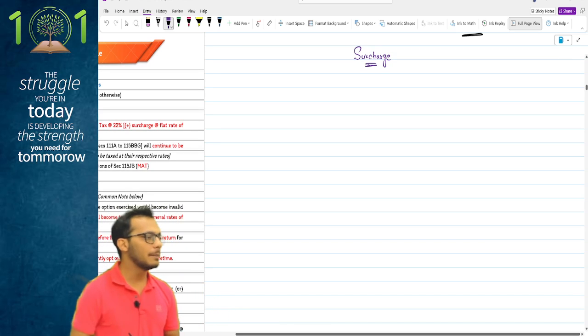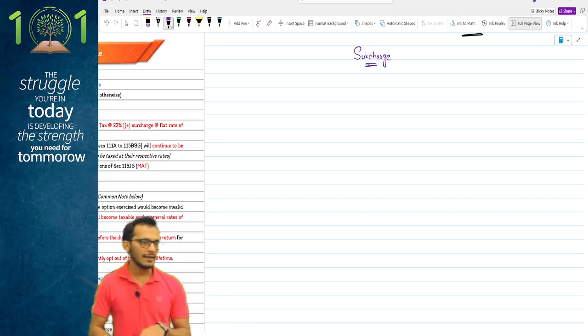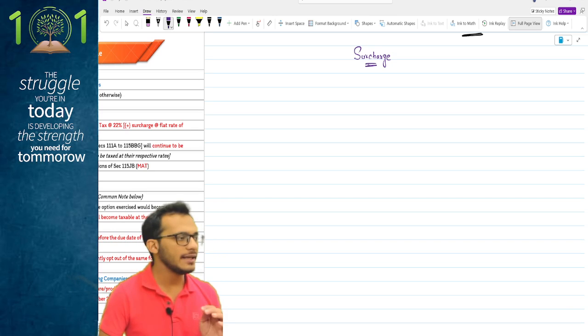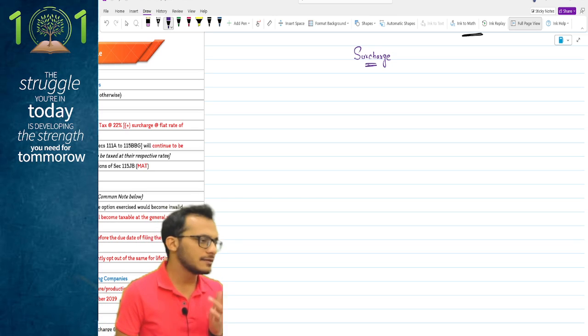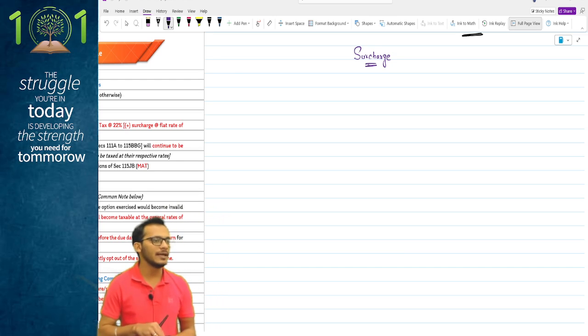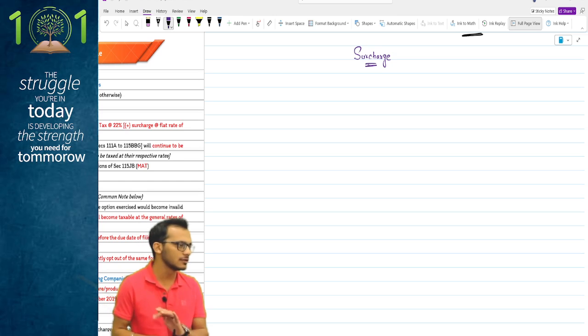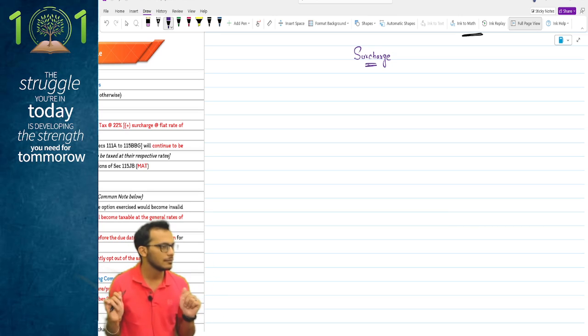For me to give you a better understanding, surcharge is nothing but a tax on tax. Now, if you understand this carefully, I came and told you article number 265 gives you the powers to levy tax. But does article 265 give you the same powers to levy tax on tax? Answer is no. 265 comes and says you can levy tax.